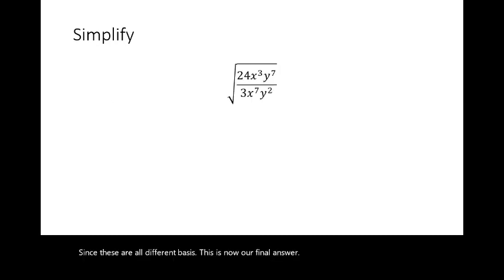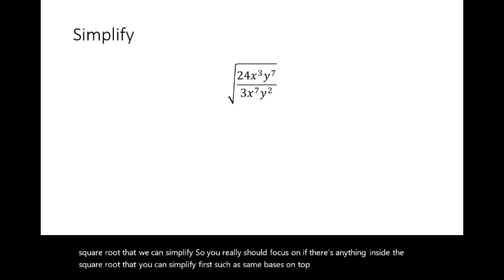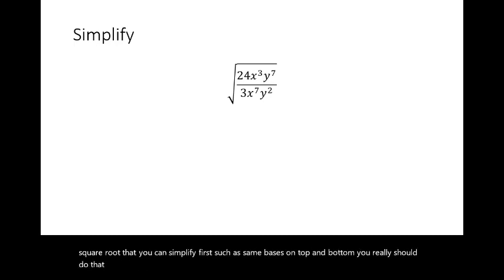Now for this next one, before we even really think about the square root, there's a lot inside the square root that we can simplify. So you really should focus on if there's anything inside the square root that you can simplify first, such as same bases on top and bottom. You really should do that first before you work on splitting up the quotient inside the square root.